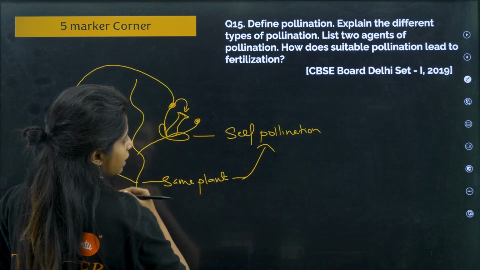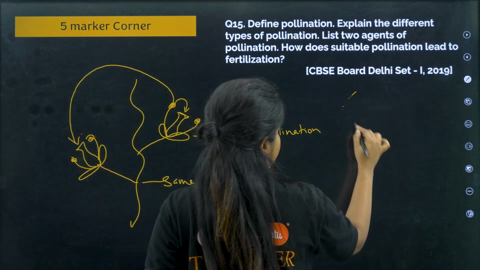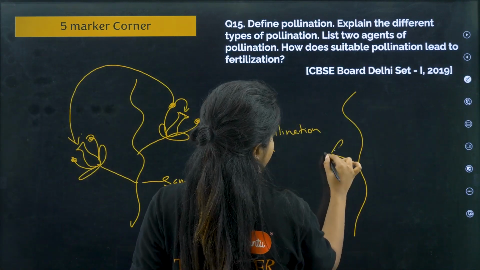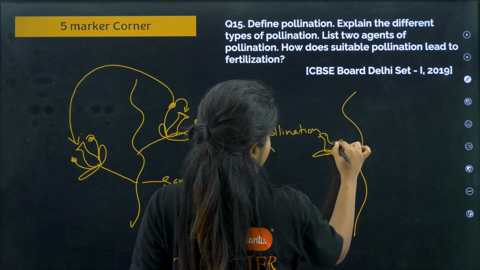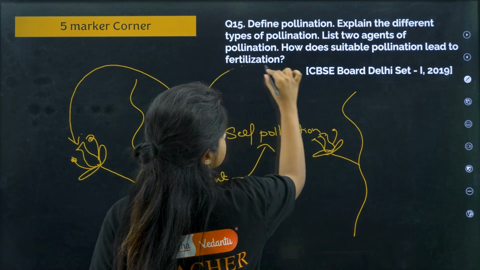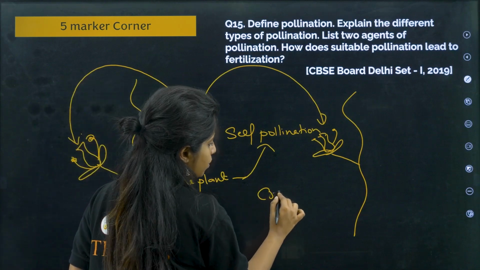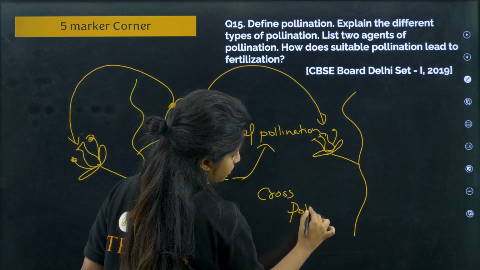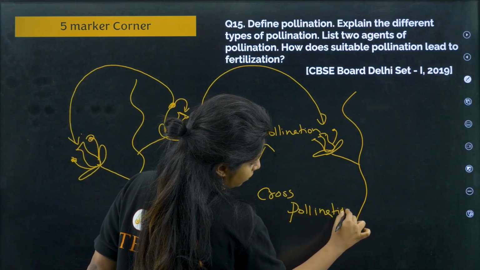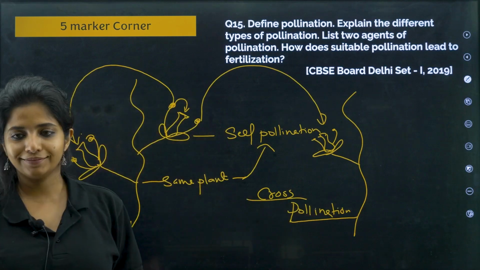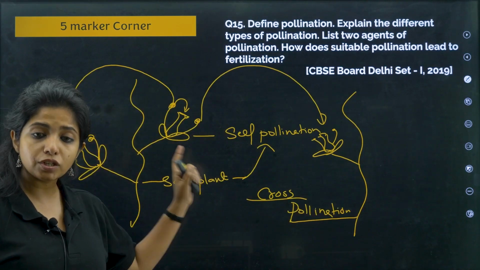This is also self-pollination. On the other hand, you have this particular plant also where you have flowers, and from here things are coming to this particular plant. Two different plants are involved. That means you're talking about cross-pollination. Works.